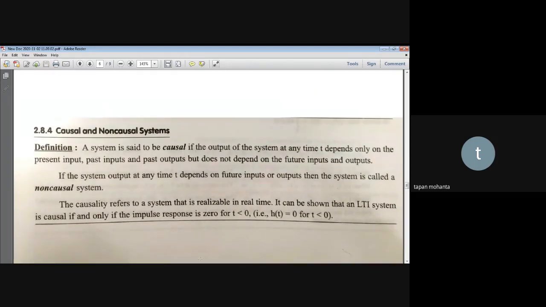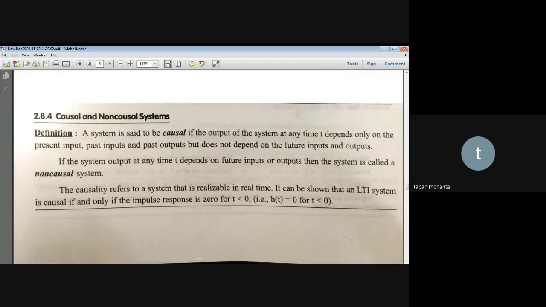Now come to the causal system and non-causal system. Very easy. A system is said to be causal if the output of the system at any time t depends only on the present input, past inputs, and past outputs, but does not depend on the future inputs and the future outputs. That system is known as a causal system.